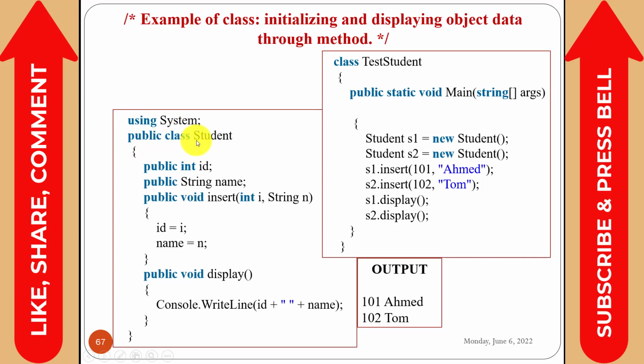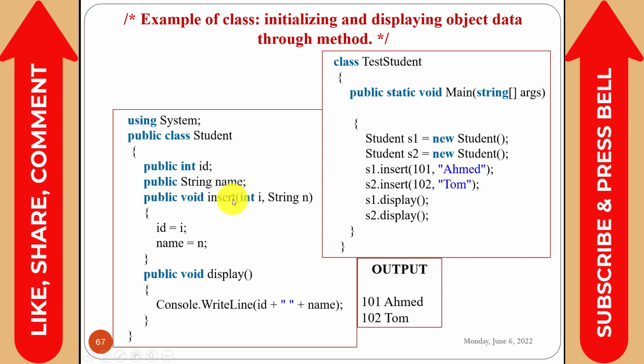We can see here we have one class Student in this program and one class TestStudent. 2 classes we have in this program. So first we discuss the Student class. In the Student class we can see one integer type data, id, and second, a string type data, name. We have 2 data members here, one integer type, one string type.